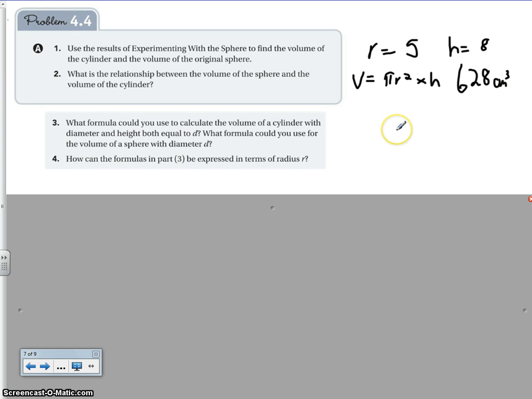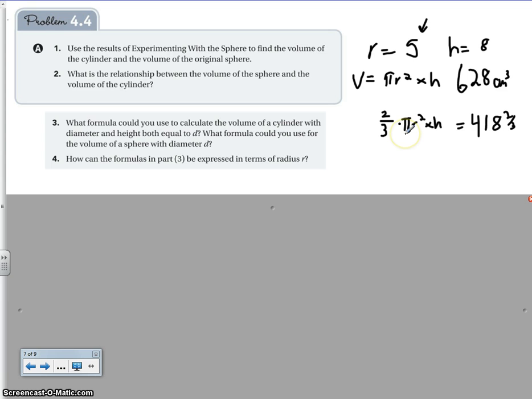Okay, and if I had the sphere with the same radius, how would I find the volume? It was 2/3 of pi r squared times height. Now, if you plug in, you should get that would be 418 2/3 approximately, because I'm just using 0.66666 for my 2/3. That is our volume of the sphere.